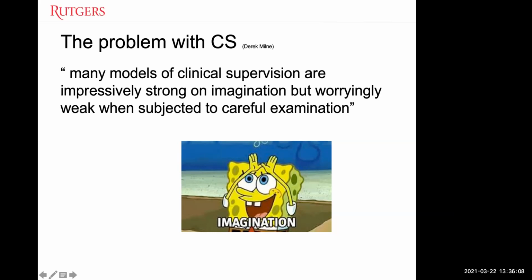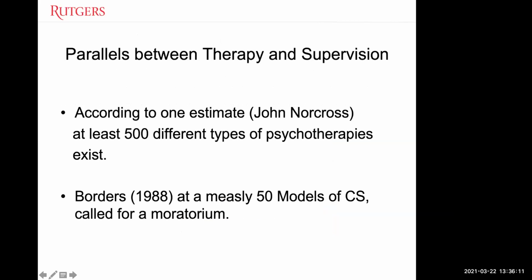And I'm not sure if this slide is in here, but Borders in 1988 called for a moratorium on additional models of clinical supervision after only 50 models. And now there's just literally hundreds and hundreds. And that's a big problem, right? If we just keep making up new models and not testing anything, we're not going to advance the science of clinical supervision very far.